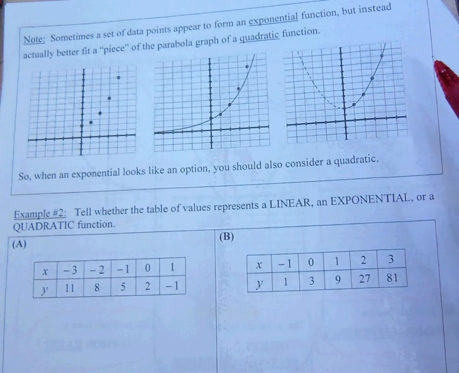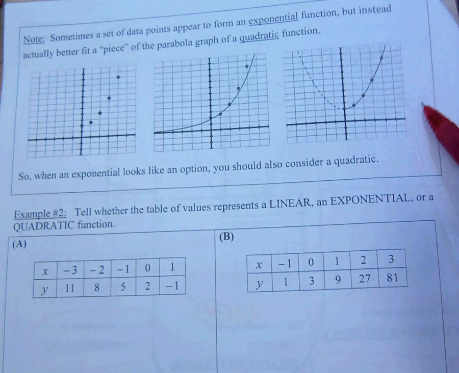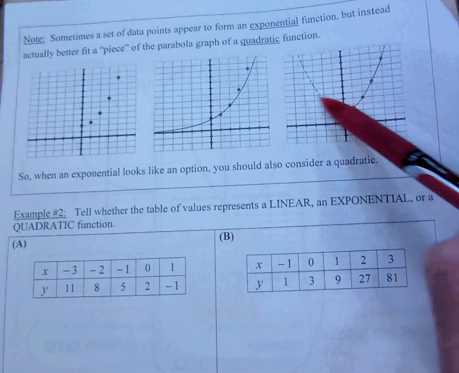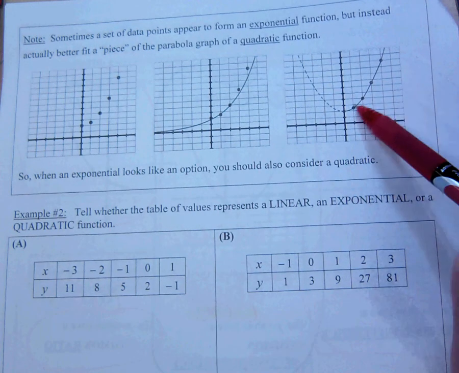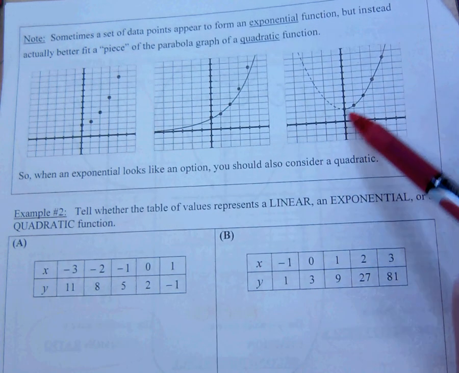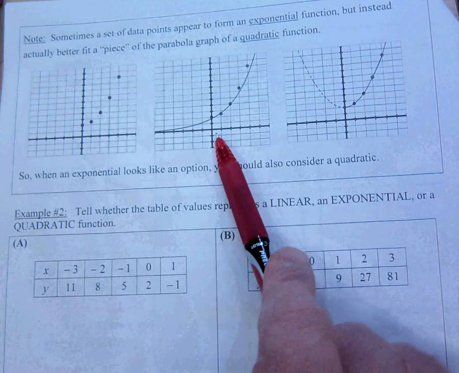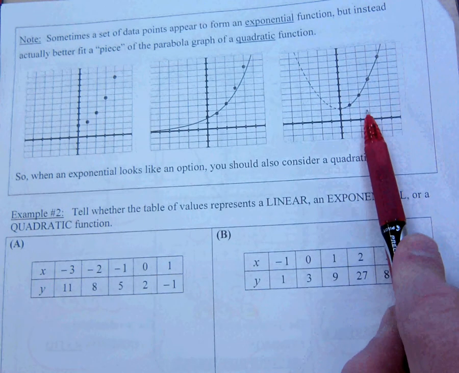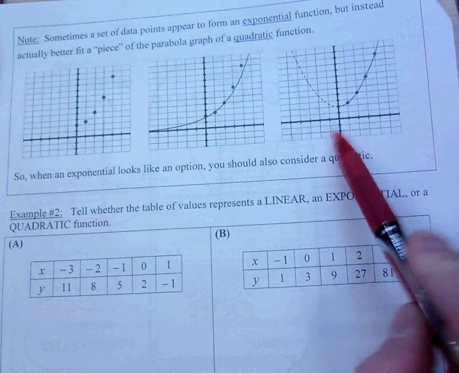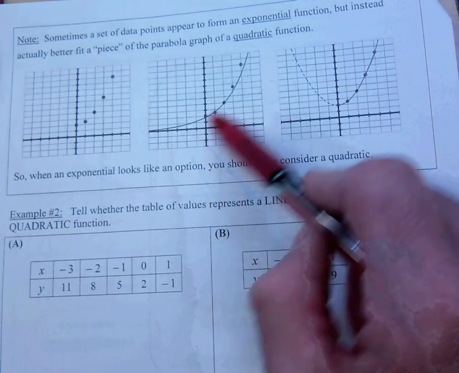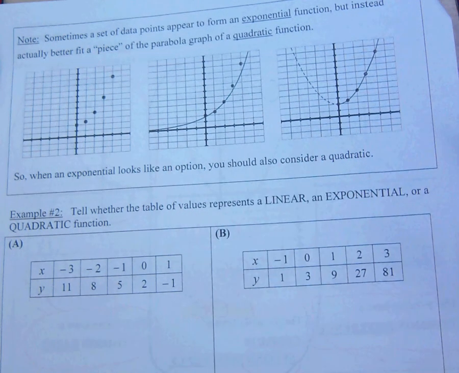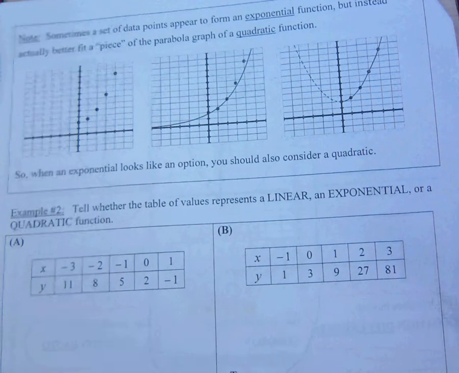But if you take the points and make a quadratic equation out of it and graph the parabola and just look at the piece of the parabola, it's going to be a better fit. So when the answer might be exponential, you should also check what? Quadratic. Because sometimes a piece of the parabola will fit better than the entire exponential function through the points. Does that make sense? Again, that's not a big deal.